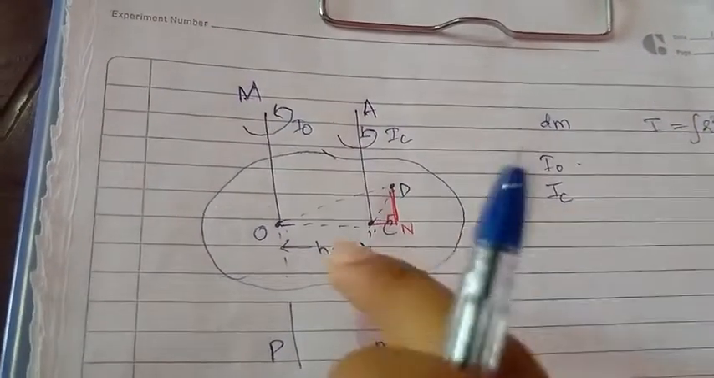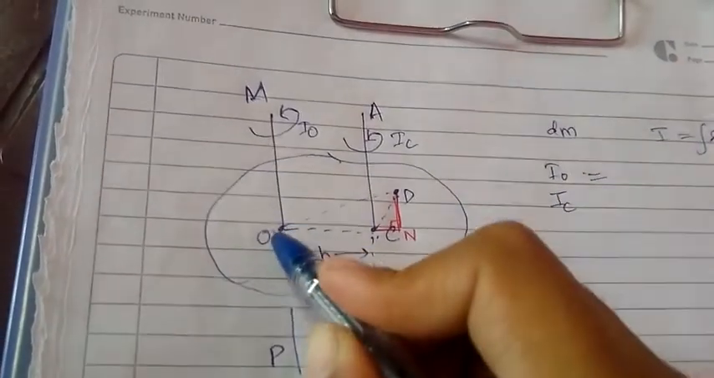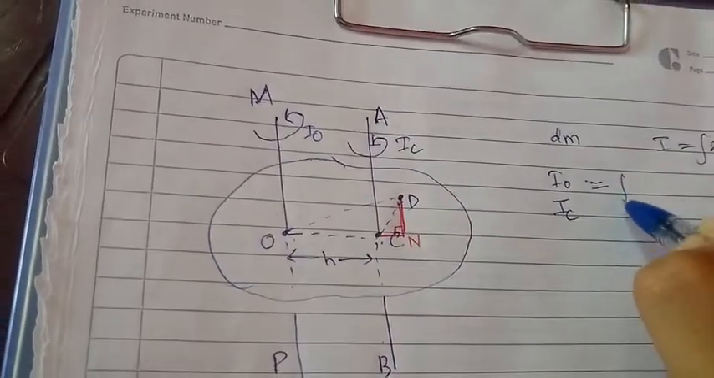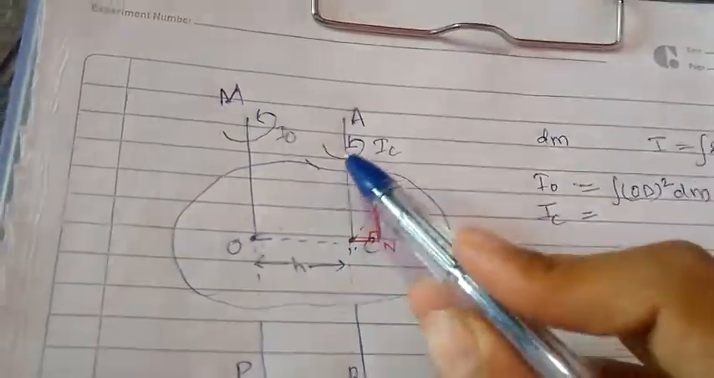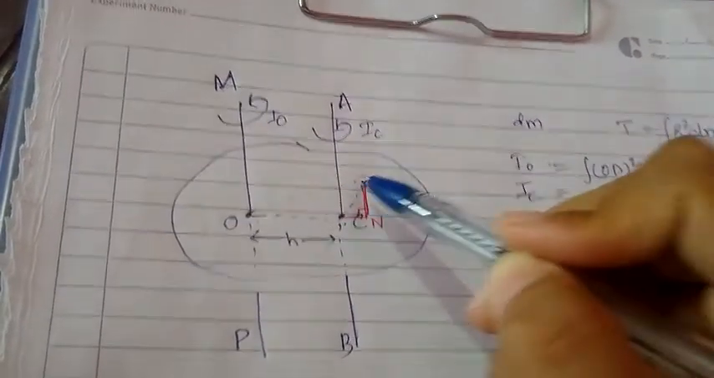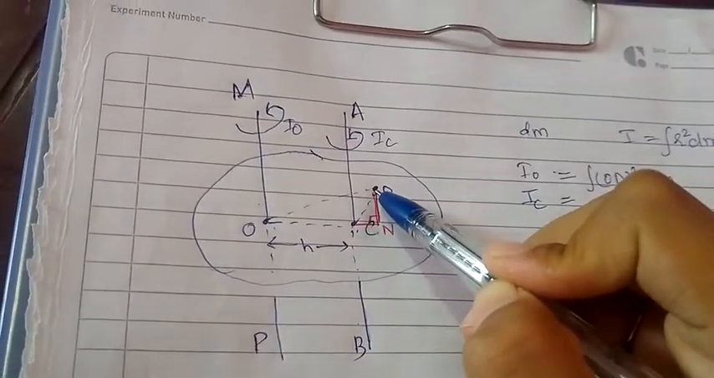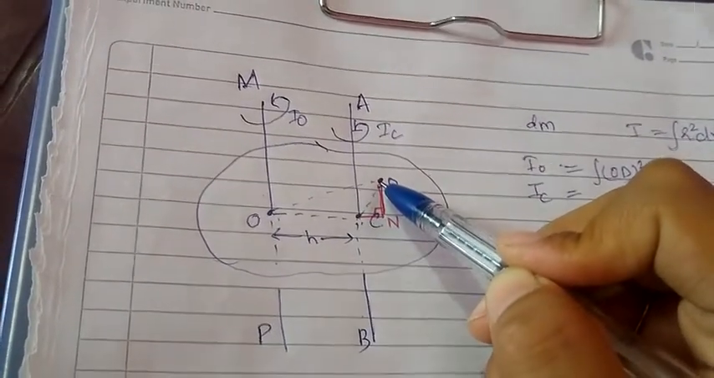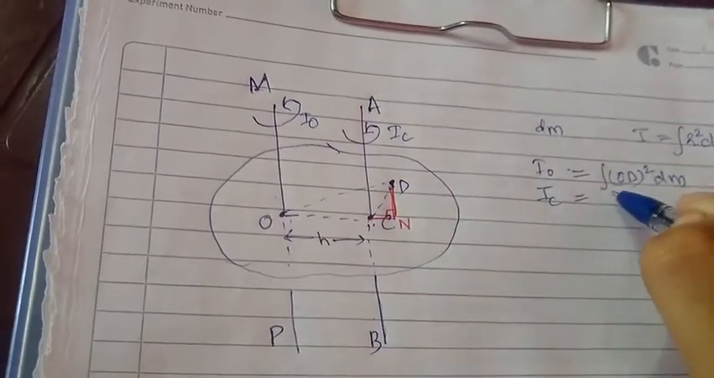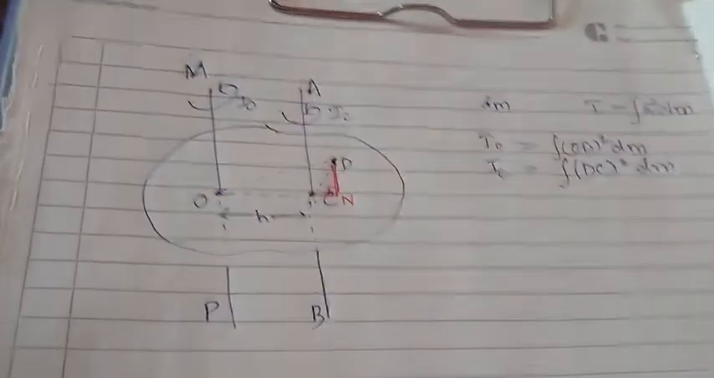So in this case, the moment of inertia for the particle at point D you will write as equal to, the distance here is OD, so integral of OD square dm. Similarly, if you consider the axis passing through the center of mass, then the moment of inertia of the particle of mass dm at point D will be given as, the distance from the center of mass is CD, or you can write DC. So you can write integral of DC square dm. Now these two equations are ready.